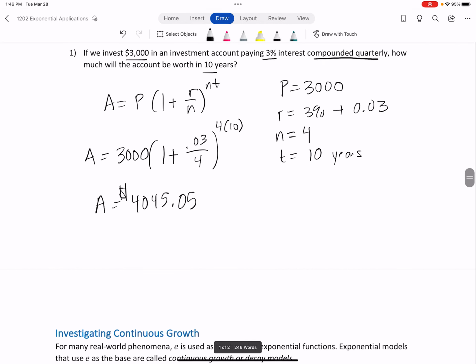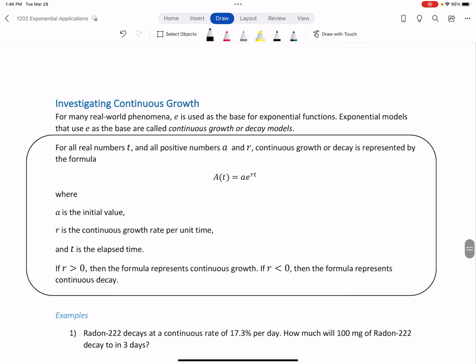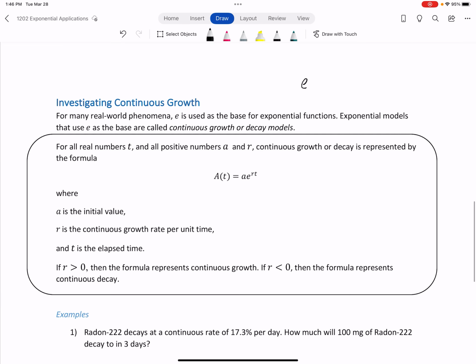What we often think about in terms of living organisms is continuous growth. So the formula looks very similar. It just uses this E as the base. And so E is a number, kind of like pi. It's a transcendental number. It's about 2.71, but on your calculator, you should be able to find that button E there.